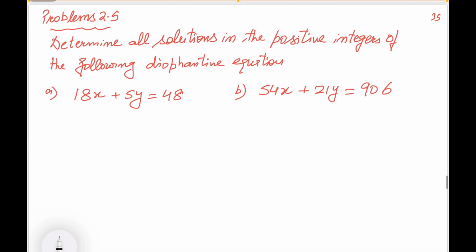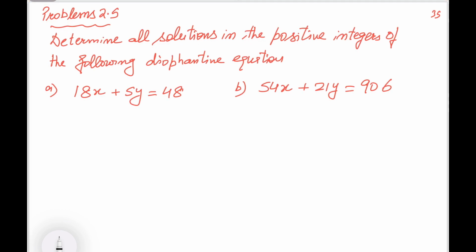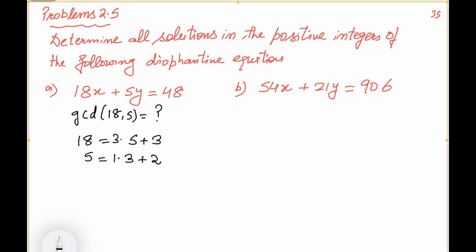Now let's see the application of this method to solve a Diophantine equation. We start by finding the GCD of 18 and 5 using the Euclidean algorithm. For that we divide 18 by 5 and we get quotient 3 and remainder 3. Now we divide 5 by 3, quotient is 1, remainder is 2. Now we divide 3 by 2, quotient is 1, remainder is 1. Now we divide 2 by 1, quotient is 2, remainder is 0.